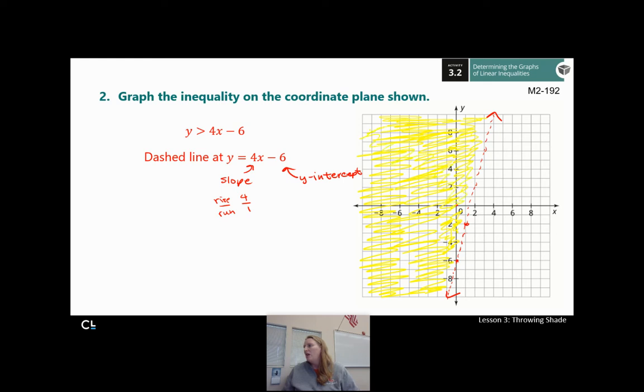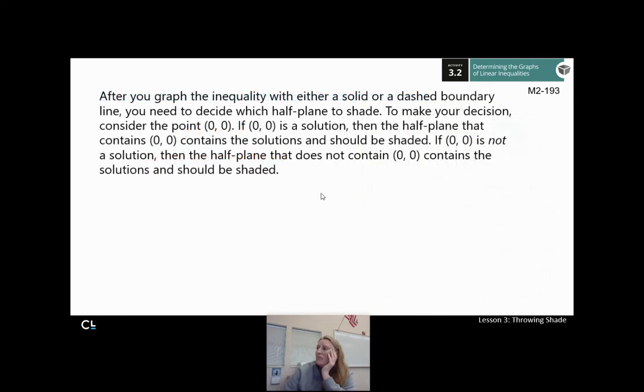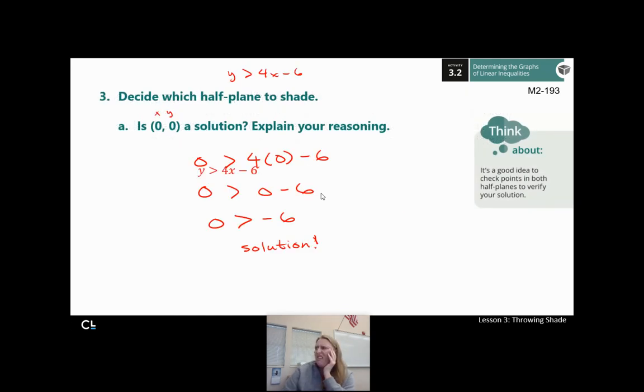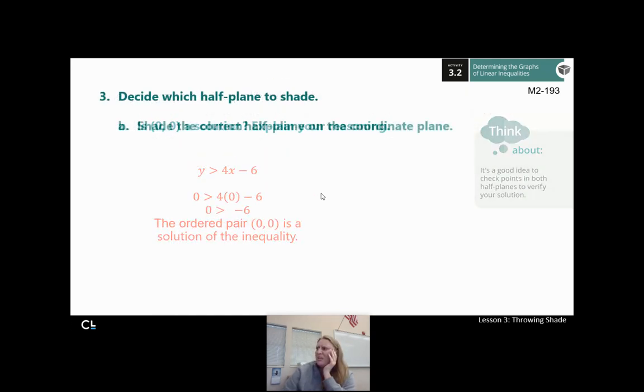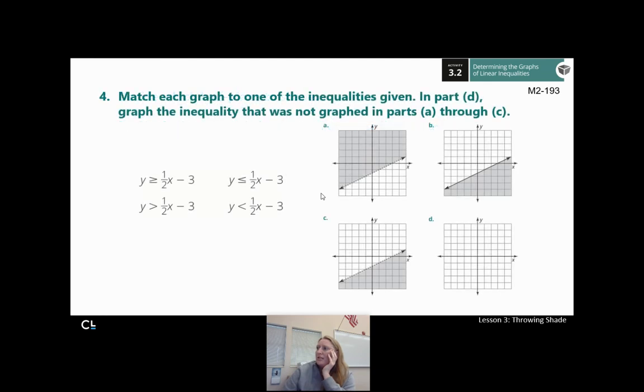Yay for us. So that's just a quick and easy way to figure out which side of the plane you need to be shading. And of course, if we'd plugged in 0, 0 and it hadn't worked, no big deal. We just would have shaded the other side of our plane. That's actually quite nice. That wasn't very hard at all. I love it. That's good. So we shaded the correct half of our plane.